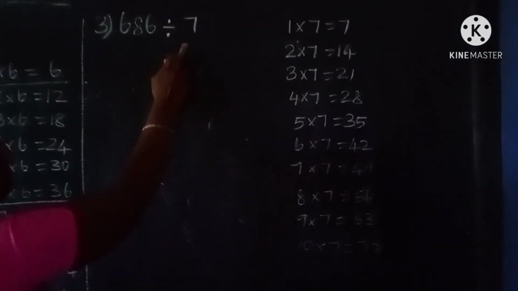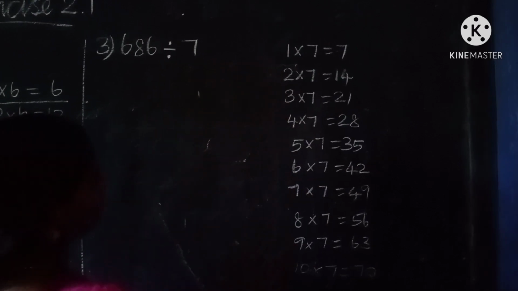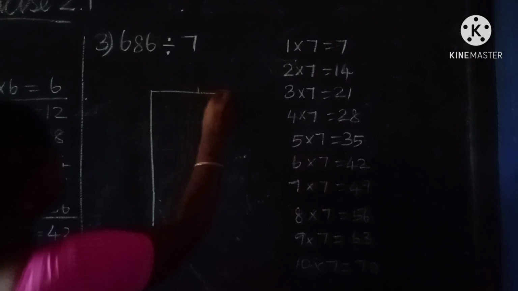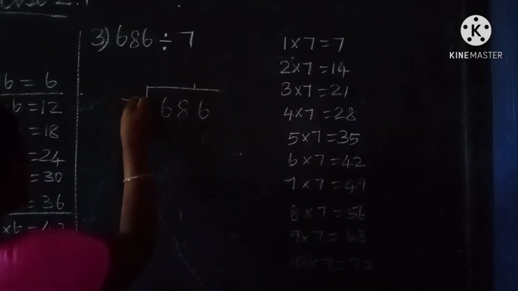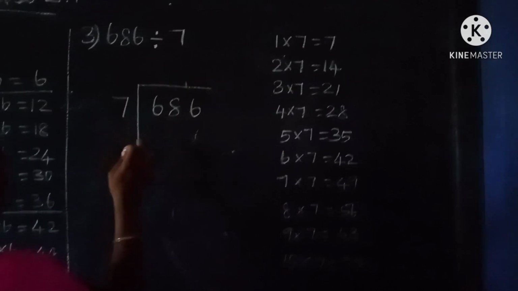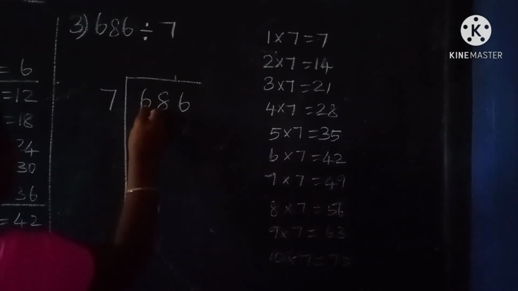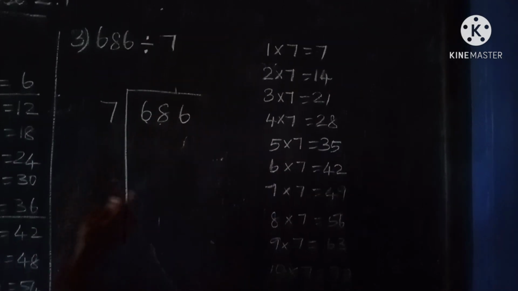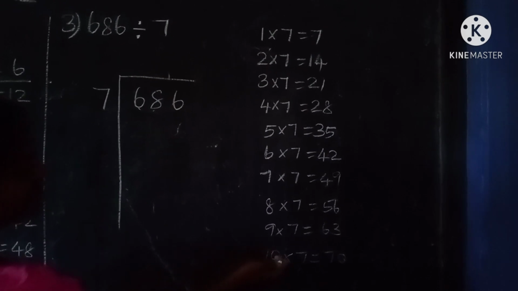686 divided by 7. So here write the 7th table. Next, division. 686 write inside, 7 write outside. How many 7s in 6? It's not possible. So we take the next number, 68. How many 7s are 68? 68 does not come in the 7th table.